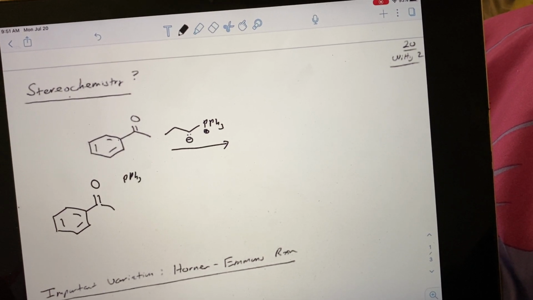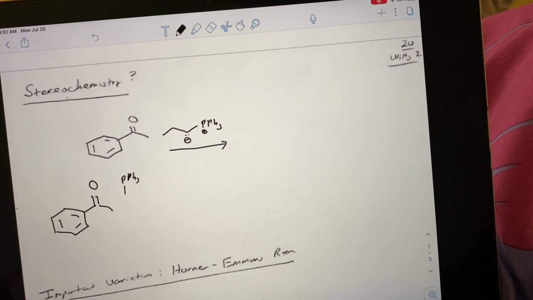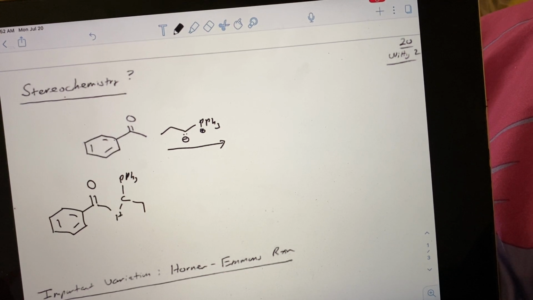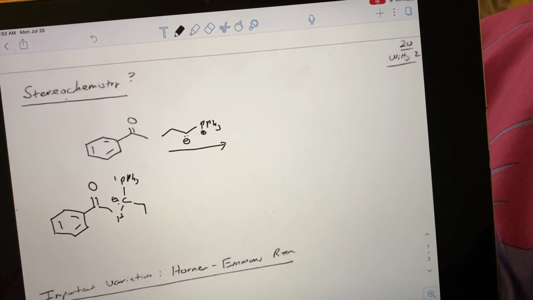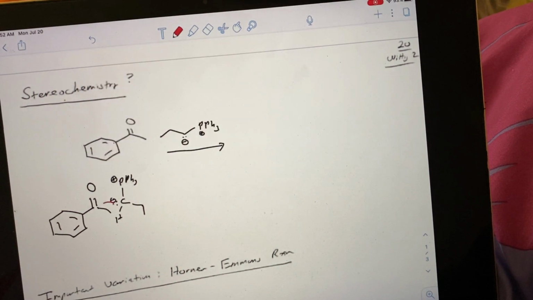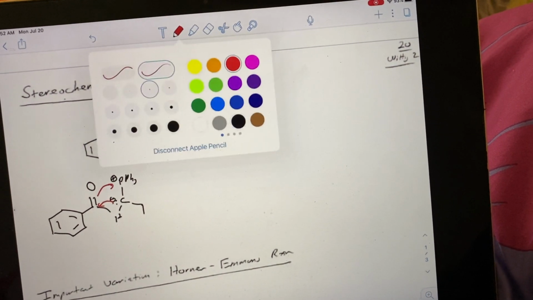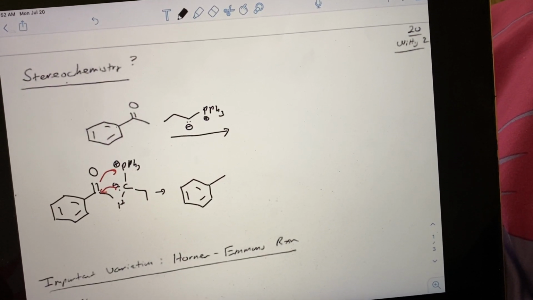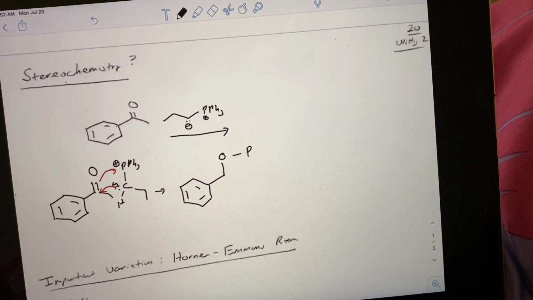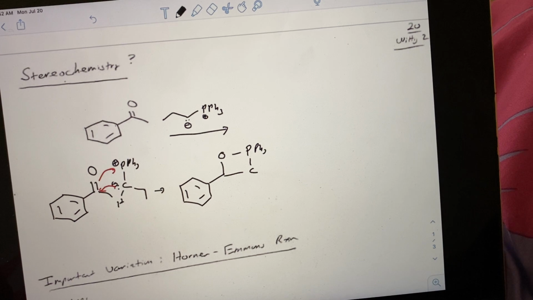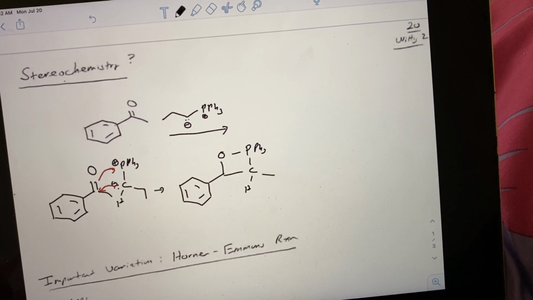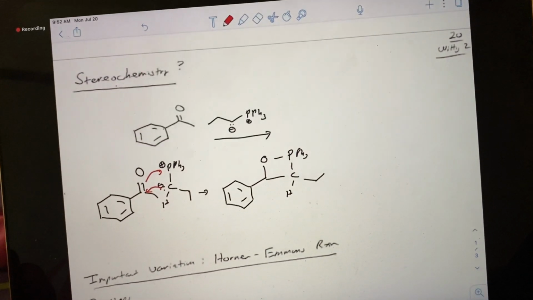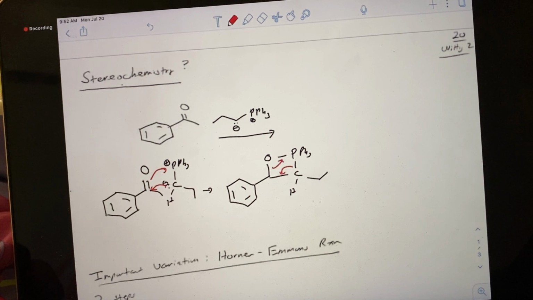So PPh3 here. Now we'll have our carbon. Let's just put the carbon and put the alpha group dangling out below, and there's a hydrogen on the other side. Negative formal charge, positive formal charge. Let's form our four-membered oxaphosphetane intermediate. We have a hydrogen, and we have this ethyl group here. And then now this is going to collapse to form the alkene and the triphenylphosphine oxide.